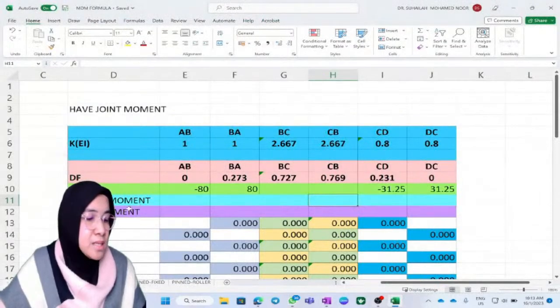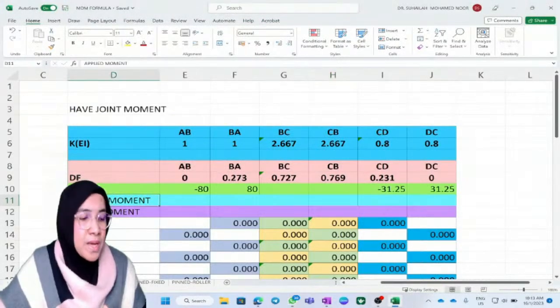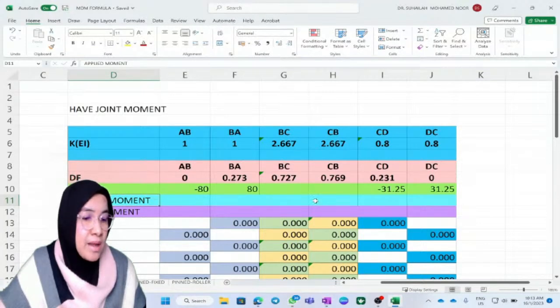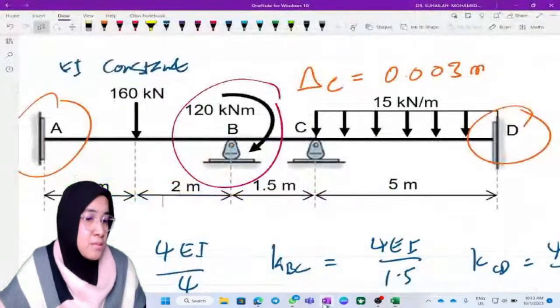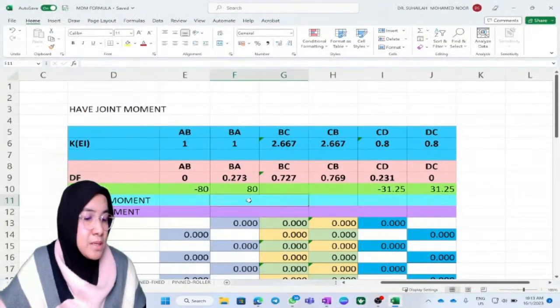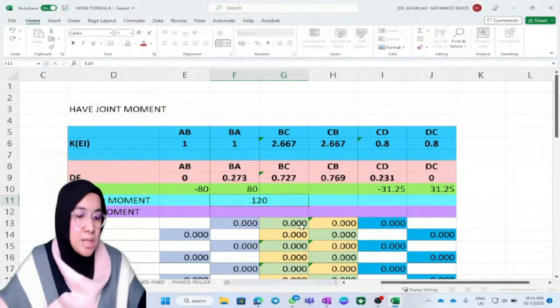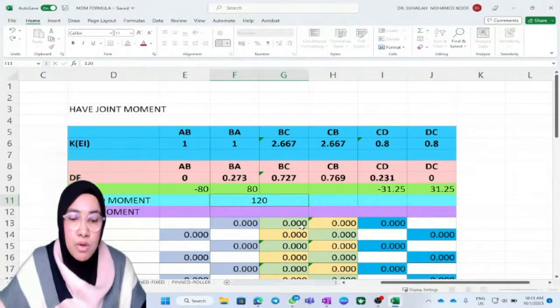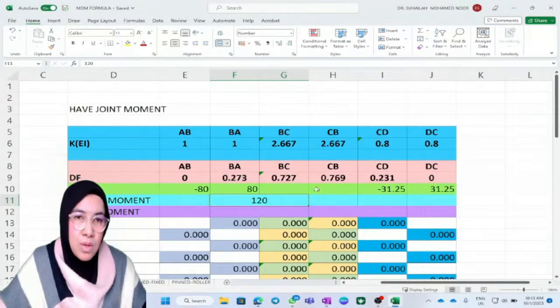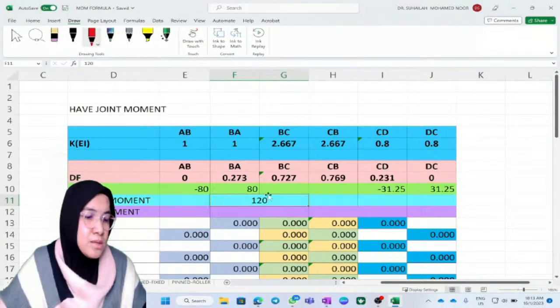So I add another row to include the joint moment. It is located at B, it is 120, and it is positive.